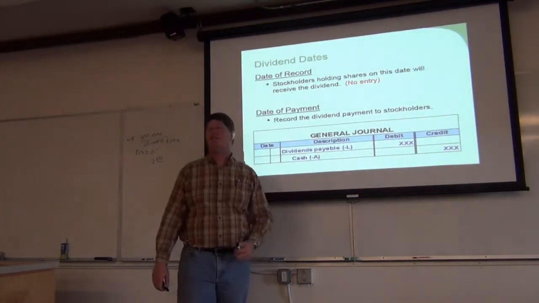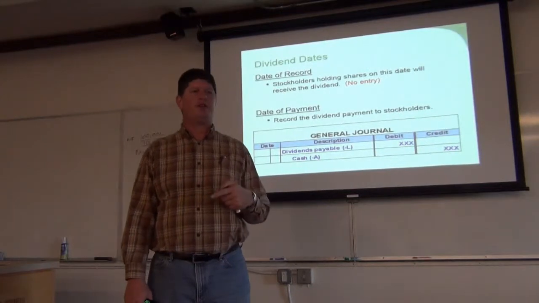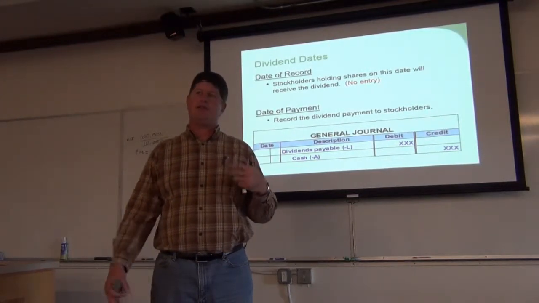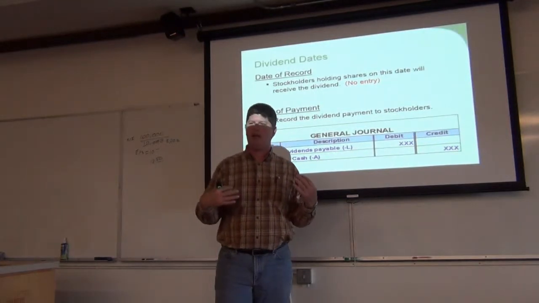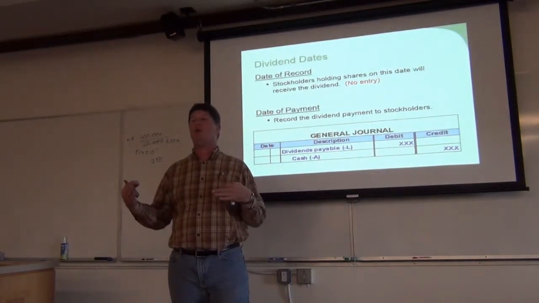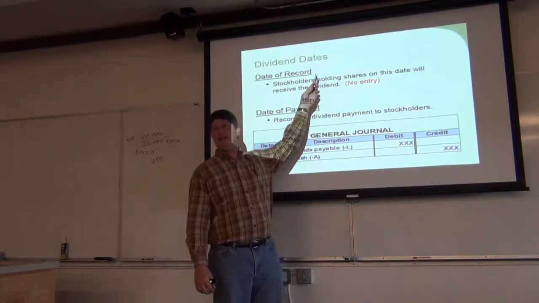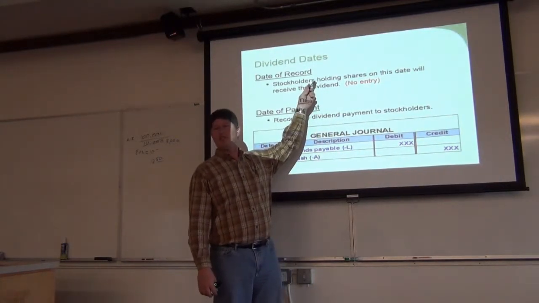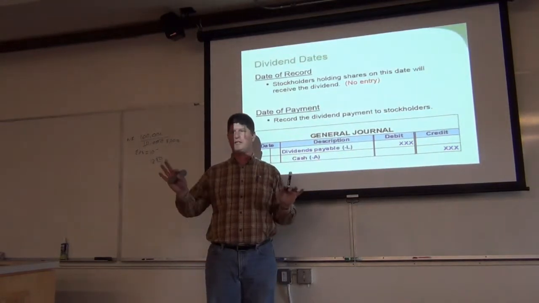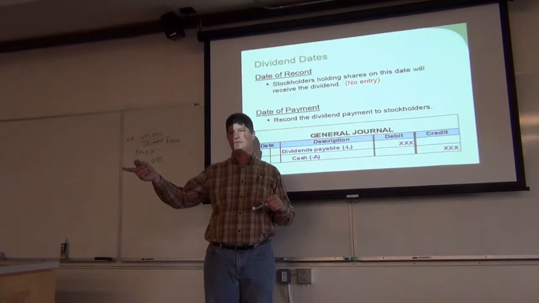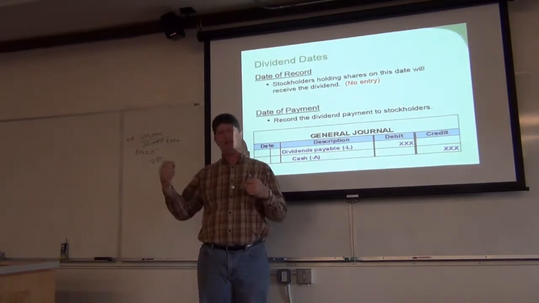Then there's this great date called the date of record. And the date of record is, let's go back to the board. They say, we're going to declare a dividend of $100,000 payable to shareholders who own stock on a date. And that's the date of record. So you have to own the shares on that date. If you sell your shares the day before, you don't get the dividend, the next guy does. Okay? If you buy the shares the day before, you get the dividend, not the last guy.